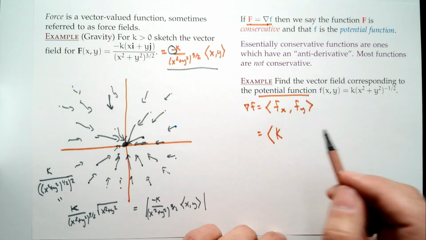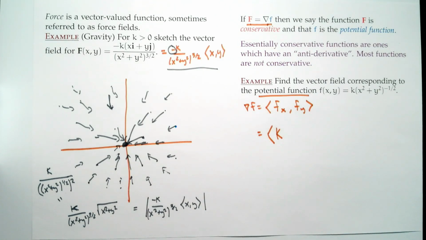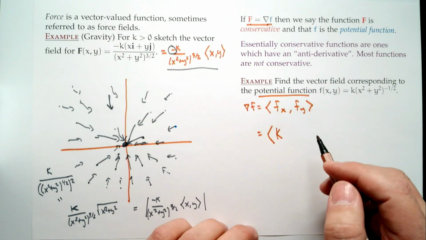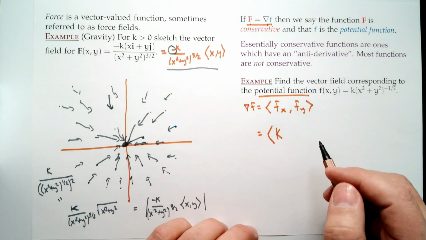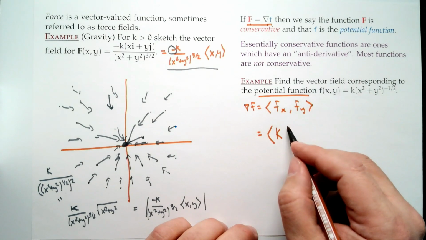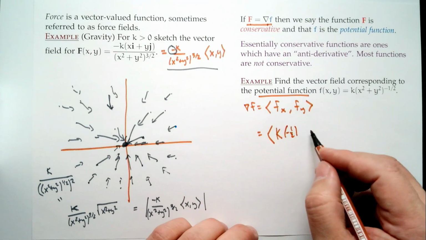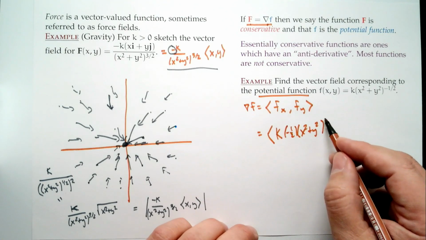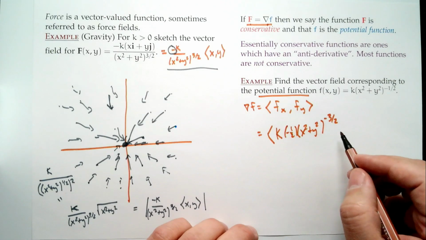It rhymes with train. Chain. Okay, good. All right. We remembered that. Good. Okay. So what does the chain rule say? Bring the negative 1/2 down. And then it's x squared plus y squared to what power? Negative 3/2. Anything else?